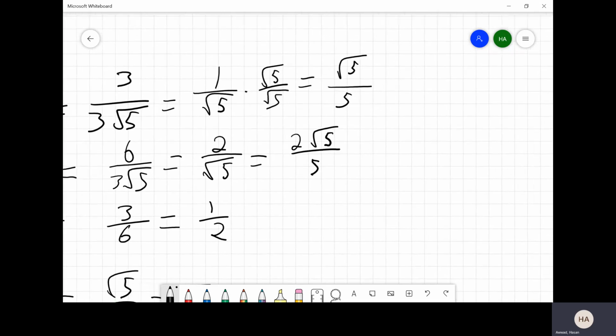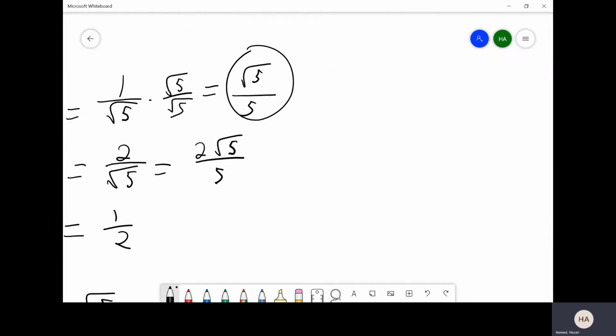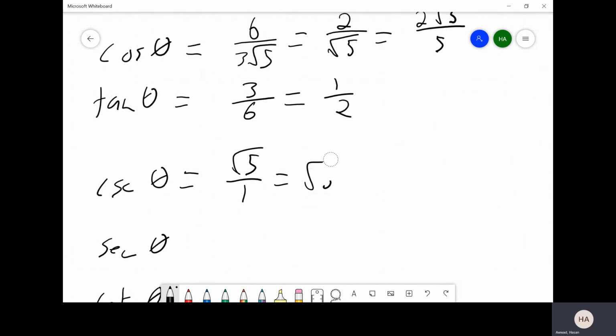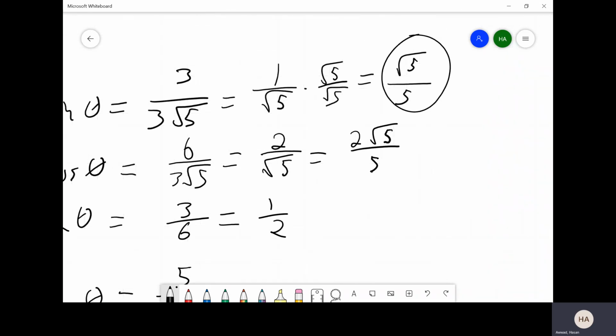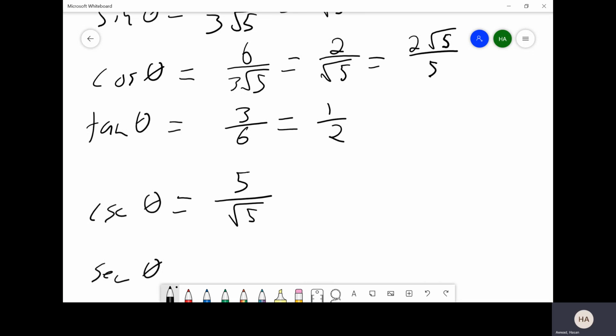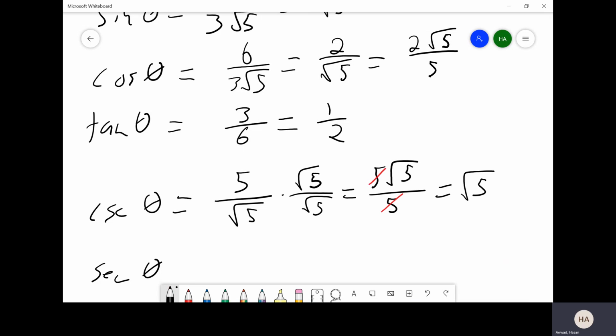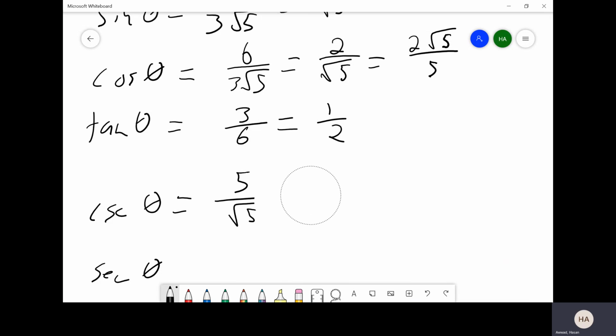And if you did it the longer way, where you took this and flipped it, just to show you that it will work regardless, we would be starting with 5 over square root of 5. Remember what we're doing: we multiply by square root of 5 over square root of 5. What this gives you is 5 square root of 5 up top, and this should give you a 5 on the bottom. Then you realize we have a 5 on the top and the bottom. That crosses out, and we're just left with square root of 5 anyway. So regardless how you do it, you should just end up with square root of 5 for cosecant of theta.